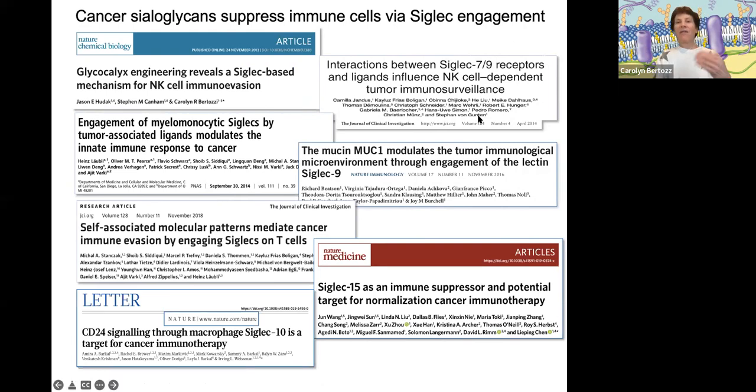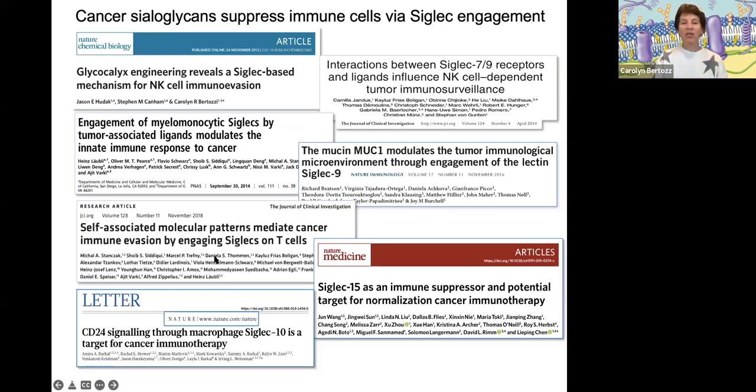And labs like Stefan von Gunten's lab over there in Scandinavia showed that in human clinical samples, you could find upregulation of Siglec-7 and 9 on NK cells. And he showed a role for them in undermining immune surveillance in human tumor settings. Ajit Varki's lab contributed to this by understanding the role that Siglec-9 plays in macrophage activity against cancers. Joy Burchell over there in the UK did beautiful work showing that Siglec-9 engagement on macrophages by a mucin called MUC1 can polarize them from the M1 to the M2 phenotype in the tumor microenvironment.